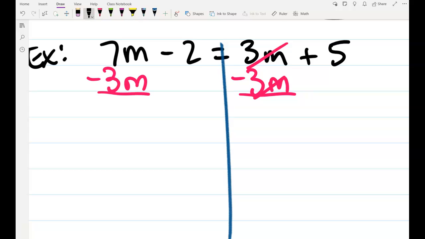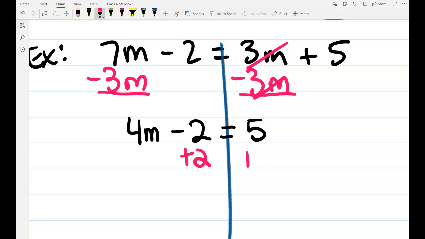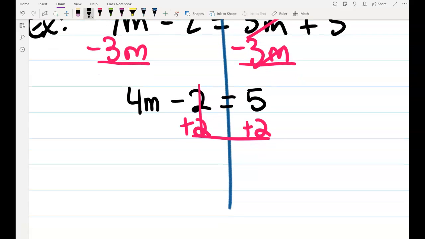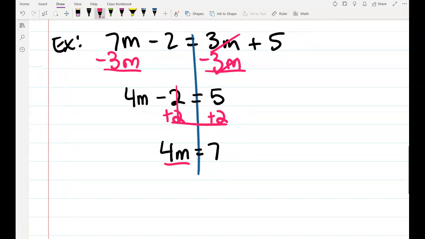Now, what happens is I get, out of these two, a 4m. So this is where I get to combine these two terms. And I bring down everything I still have left over, and then I continue on. So now I add 2, and I get 4m left over. On the right side, I get a 7. Dividing by 4 will give me the answer, which is 7/4, or 7 over 4.